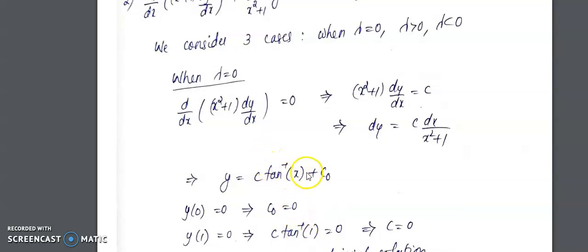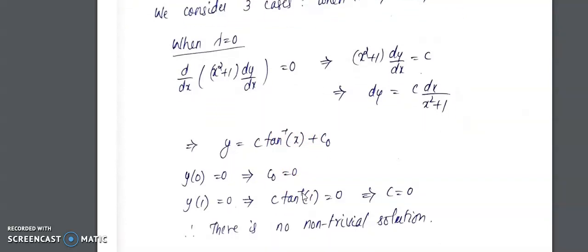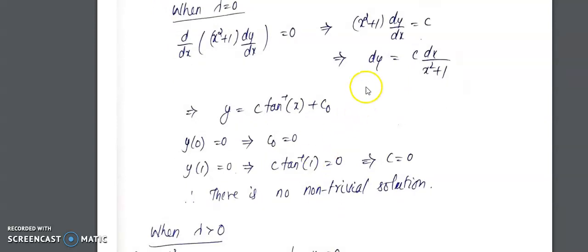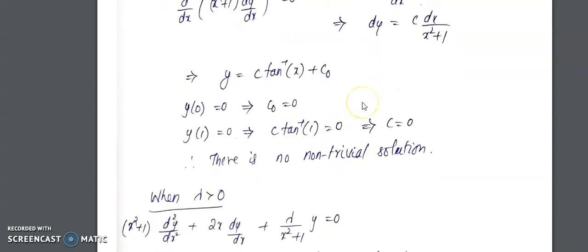So both C and C naught are 0. So therefore we only have the trivial solution. So there is no non-trivial solution when lambda is equal to 0. Now let us look at the case where lambda is greater than 0.